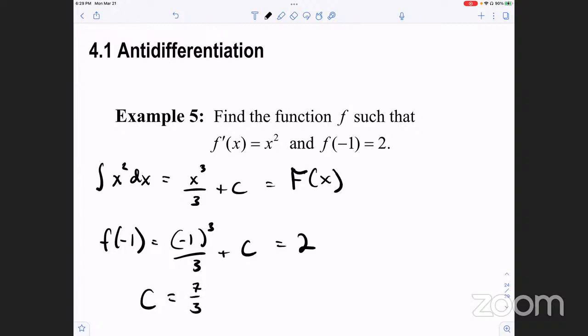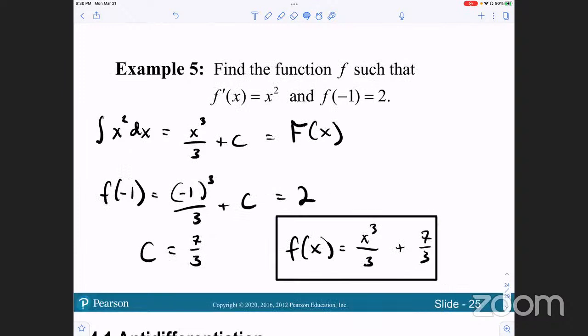So our f of x looks like it's going to be, again, the capital F of x is just the general antiderivative. And then we get to the specific one because they gave us a second point. They gave us more information about our function. So then our f of x should be x cubed over 3 plus 7/3, right? Let's check.